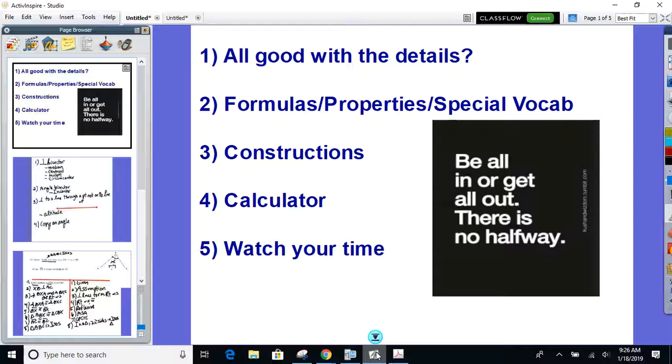Formulas, properties, special vocab I gave you guys on Wednesday. It's just a matter of are you going to know it or not. I gave you specifically formulas and specific quadrilaterals to know the properties of. That's on you guys now.